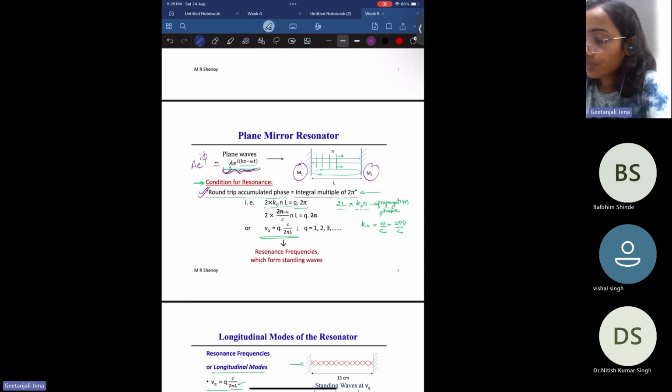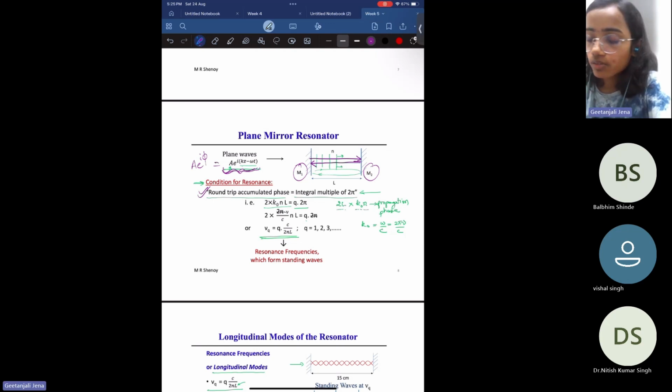So for resonance to happen, the phase difference, that is the phase accumulated in the round trip, must be an integral multiple of 2 pi. We have two mirrors, M1 and M2. The ray propagates and gets reflected back to mirror M1. So it is one round trip. For light to be confined, the phase accumulated in this total round trip should be an integral multiple of 2 pi.